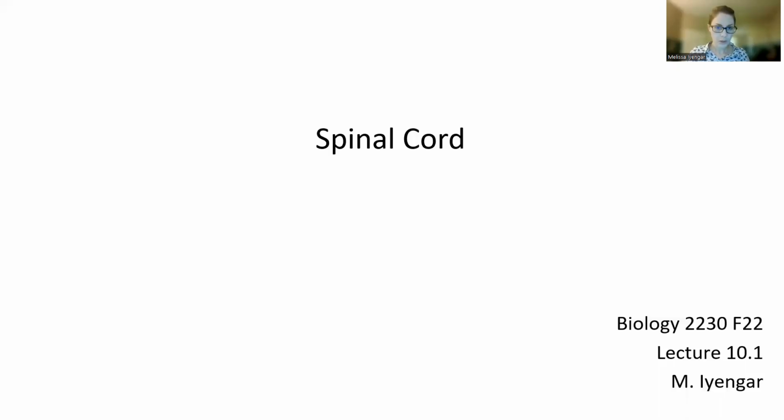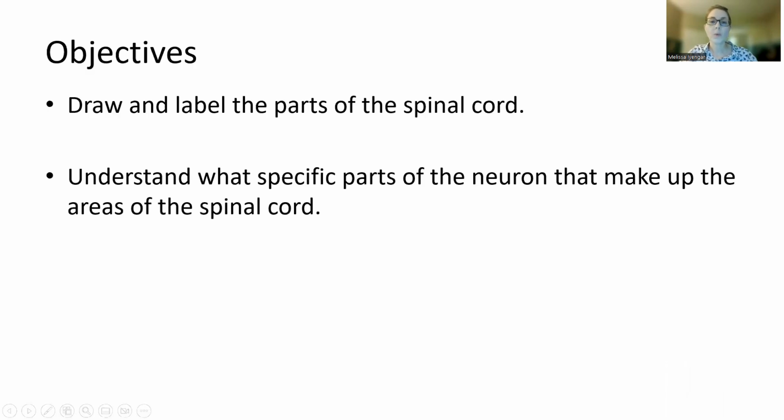All right, so for lecture 10, I'm going to do a couple of videos to help you guys with drawing and labeling some things. First and foremost, we're going to look at the most important information from 10.1, which is the spinal cord. We're going to draw and label the parts of the spinal cord, just basic anatomy of the spinal cord. And then I'm going to show you where the different parts of the neuron are in the different areas of the spinal cord.